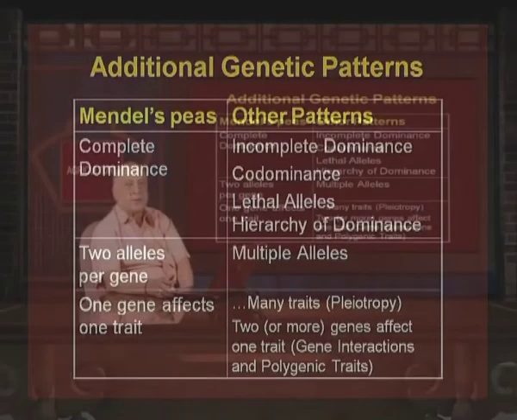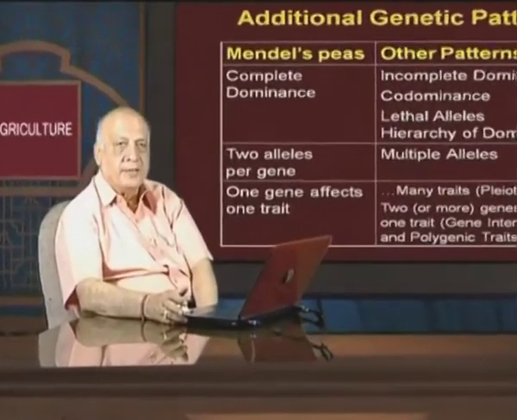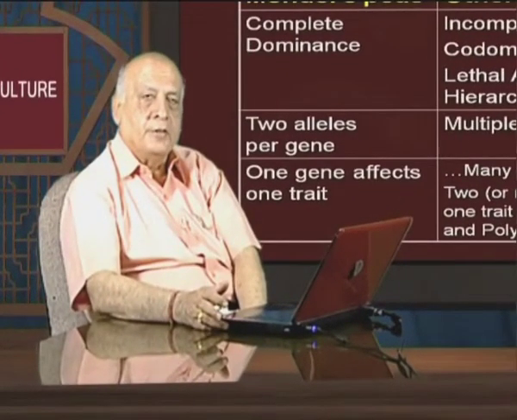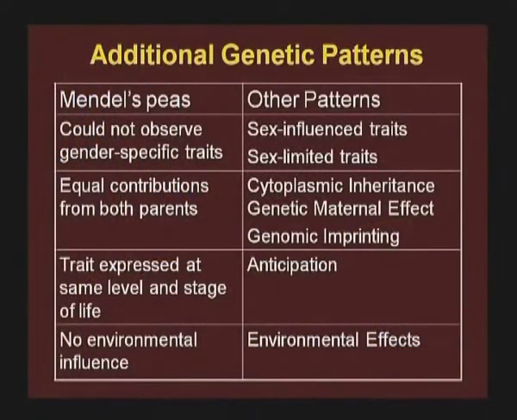By polygenic traits we mean that one characteristic is governed by many genes, whereas in the case of Mendel we always observed that one gene controls expression of one phenotypic character. In another comparison, in the case of Mendel we could not observe gender-specific traits. There was equal contribution from both parents. The trait was expressed at the same level and stage of life, and we could not visualize environmental influence.